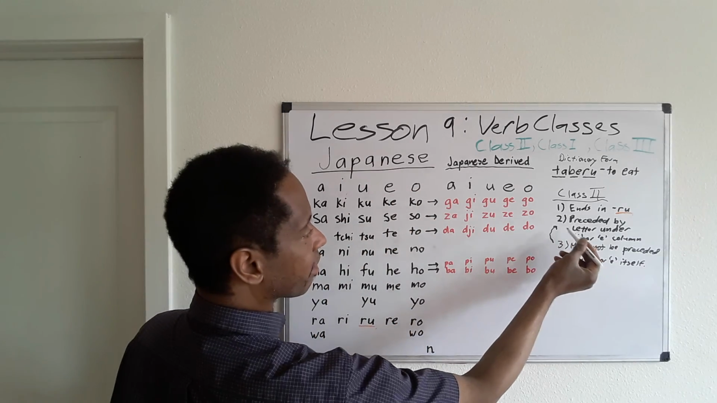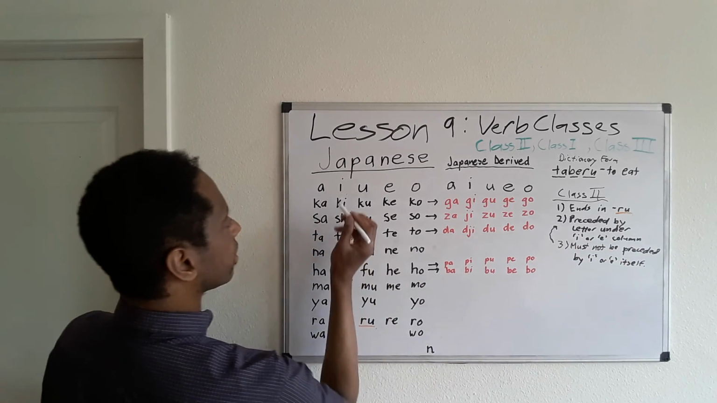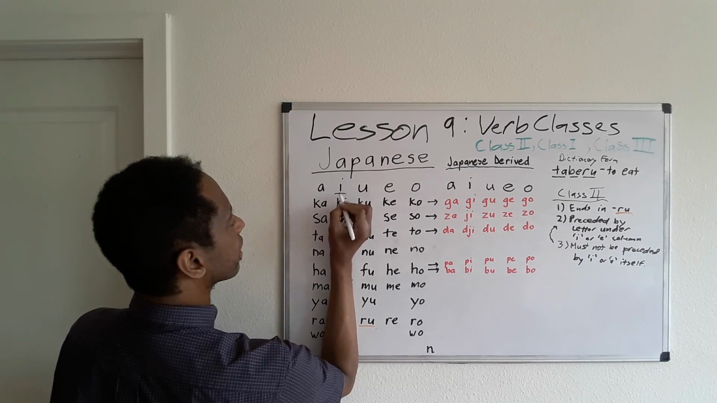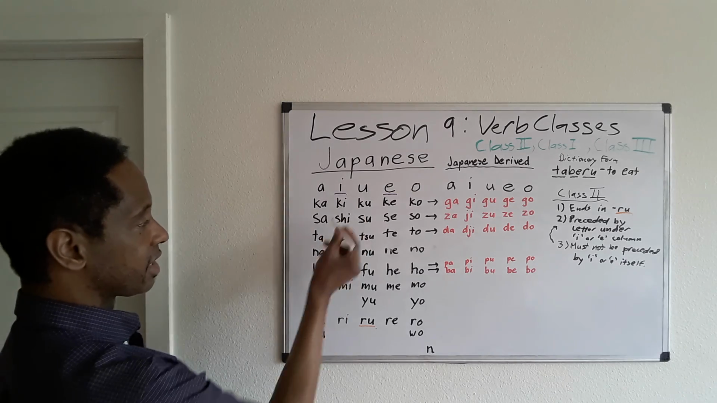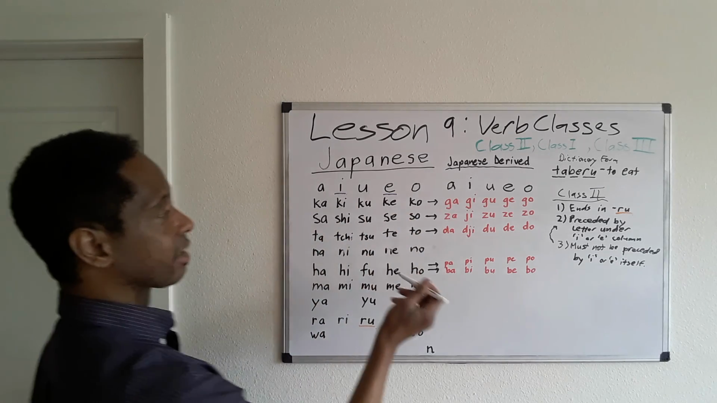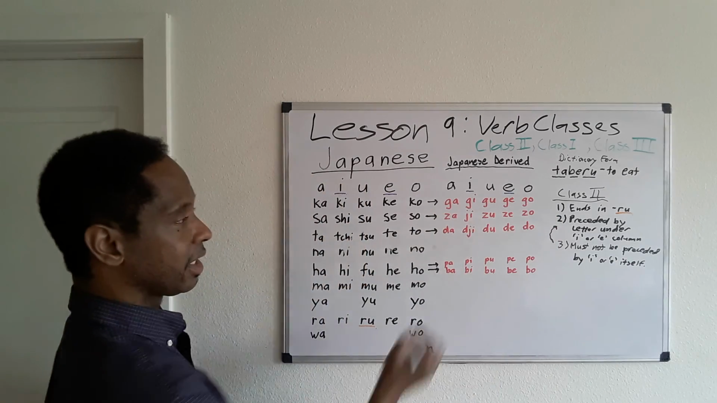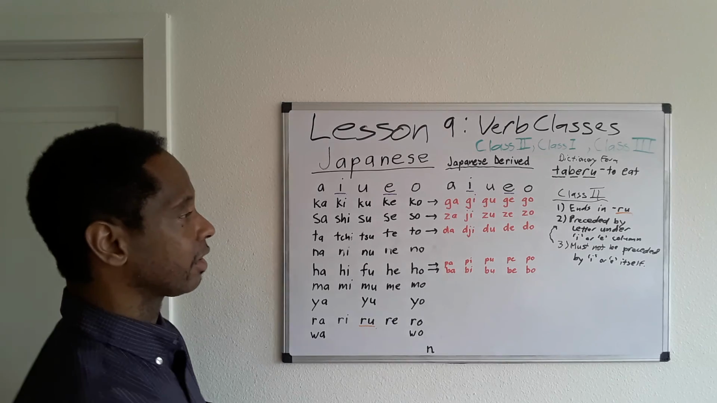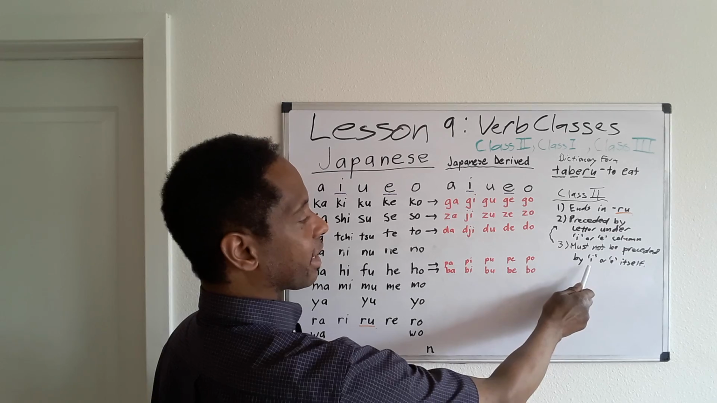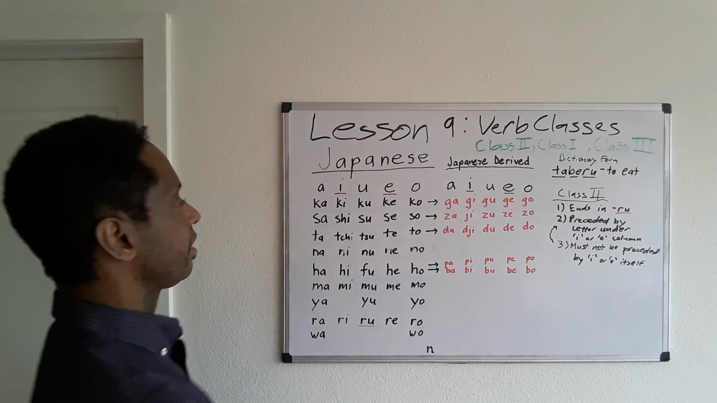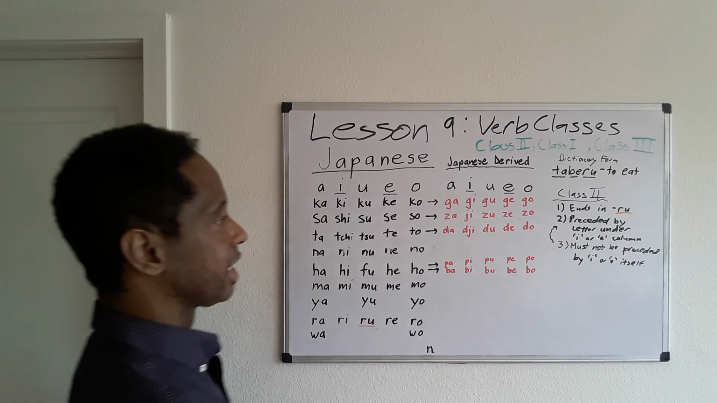Okay, back to rule number 2. It's preceded by a letter under the I or E column. So ki could be it, shi could be it, ke could be it, se could be it. That includes the derived alphabet chart. Gi could be it, ge could be it. Okay? And 3, it must not be preceded by I or E itself. So I or E themselves cannot be preceding it.